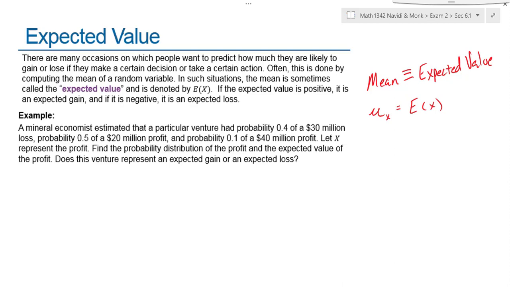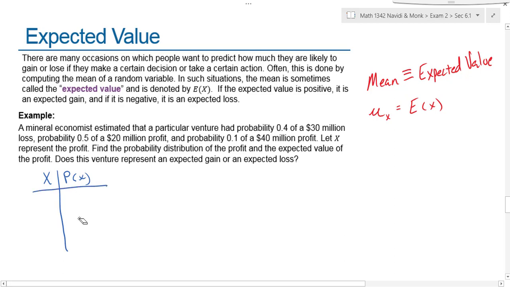Let x represent the profit. Find the possible distribution of the profit and the expected value of the profit. Does this venture represent an expected gain or an expected loss? The first thing we have to do is set up a probability distribution table. In order to do that, I need to know what x and P of X are for all possible outcomes. These probabilities have to total up to 1.